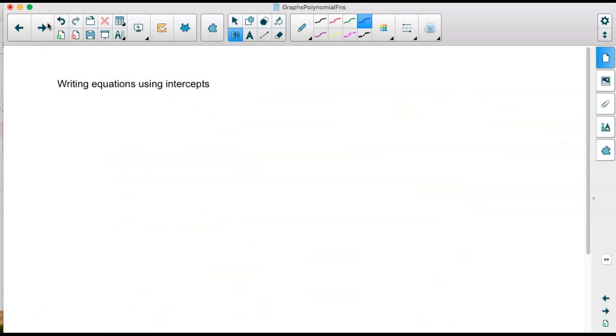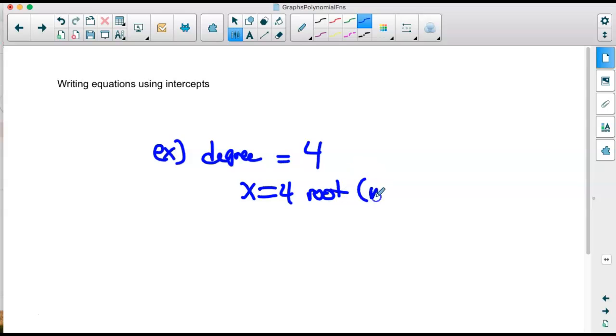All right, writing equations using intercepts. So if we know some of the intercepts, like for example, we know the degree is equal to 4, and we have x equals 4 as a root with a multiplicity of 2.